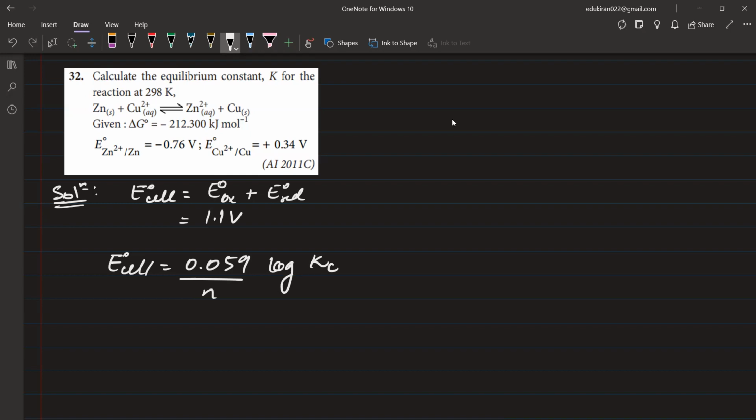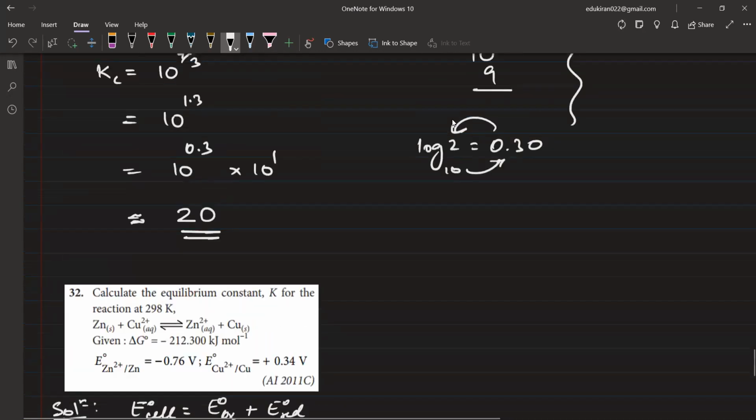हाँ हनीफा, करेक्ट. Okay, so now we can write also log of Kc is equal to n into E naught cell. n आपका कितना है यहाँ पे? 2 into 1.1 divided by 0.059. देखिए कितना आसान सवाल है. डिवाइड बाई नंबर ऑफ इलेक्ट्रॉन्स कितने हैं हमारे पास? 2 ही हैं. उसके बाद में कितना था?